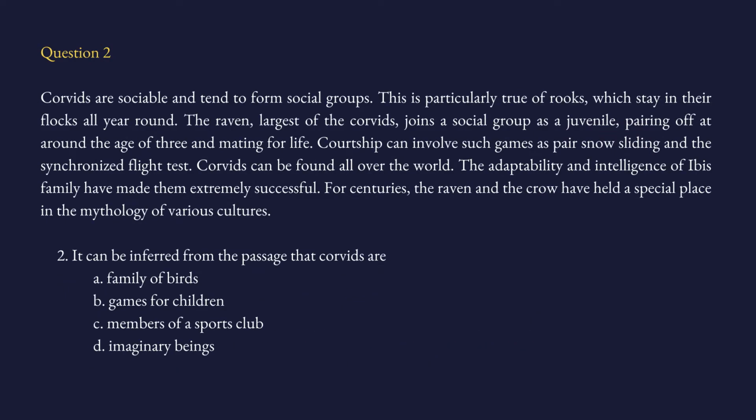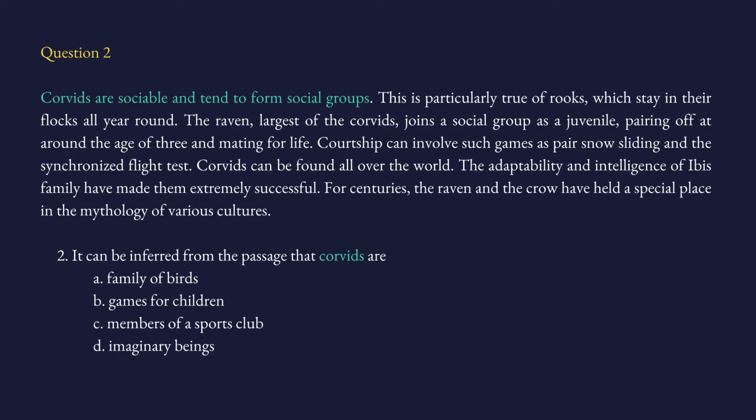Question number 2. It can be inferred from the passage that Corvids are. So here we have a keyword, Corvids, correct? So again, there is a keyword, but again, it's about the whole passage without pointing to a special part. And the answer choices are short here, so let's take a look at them together. A family of birds, games for children, members of a sport club, imaginary beings. The first sentence includes the keyword. Corvids are sociable and tend to form social groups. So if they are sociable and they tend to form social groups, it means that they're not games. They are living things. So B cannot be the answer.